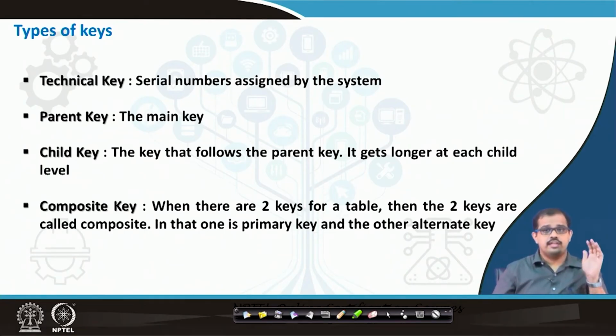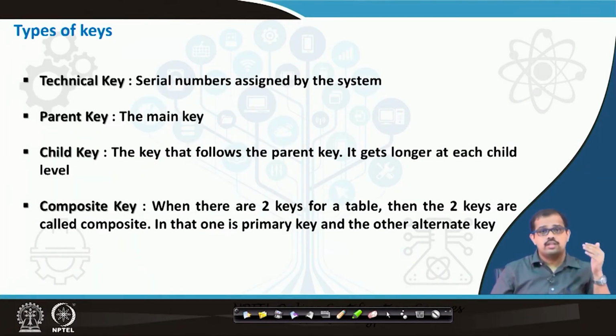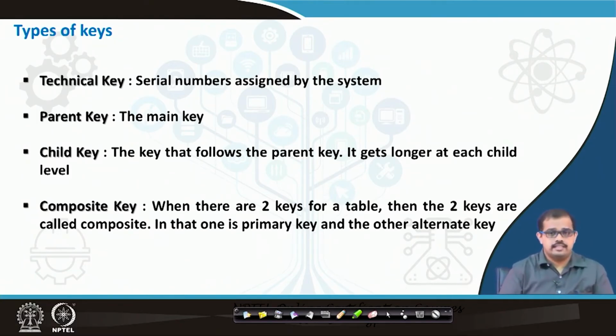Fine. So we have looked at what is a primary key, what is a foreign key, what is a technical key. Technical key is from the system. We looked at what is parent key and child key. Parent key can be your primary key itself, having a large number of child keys. So that is about it. Then you have a composite key.